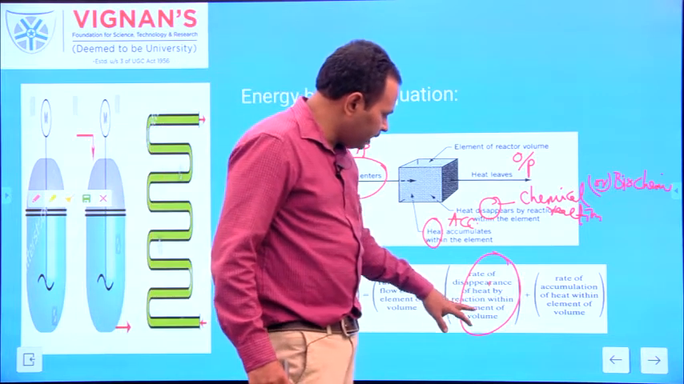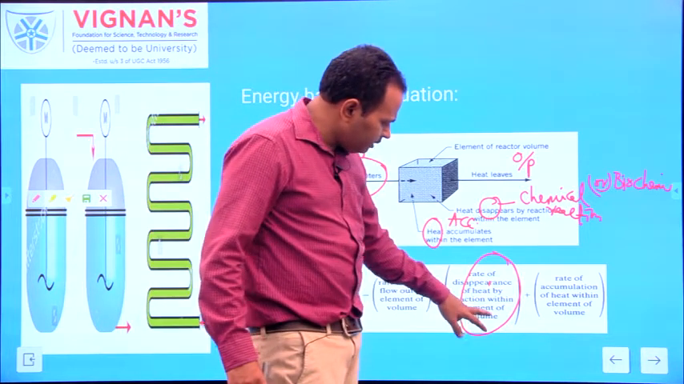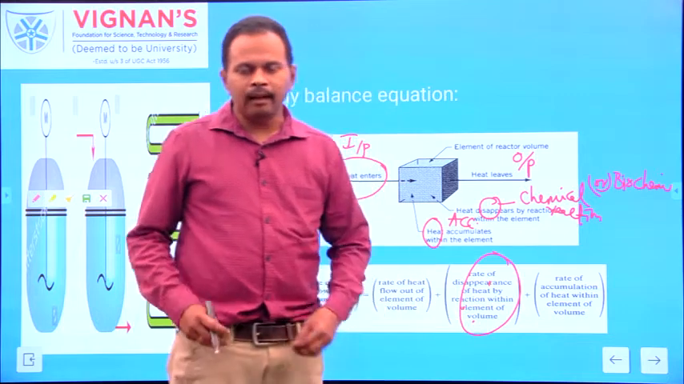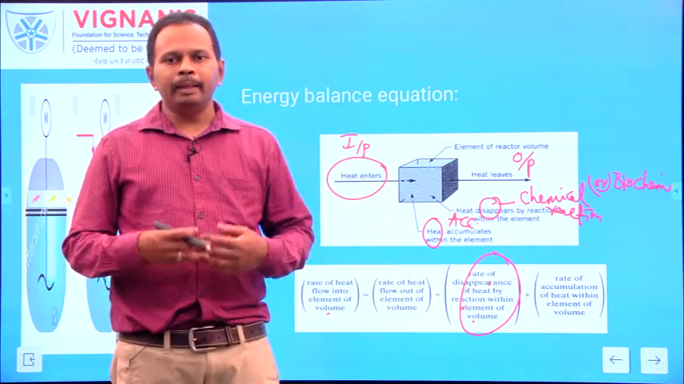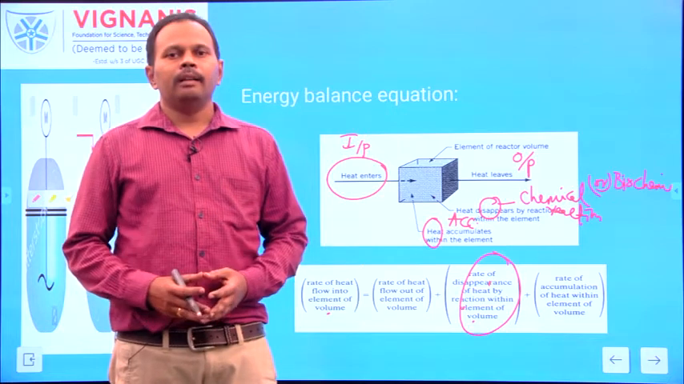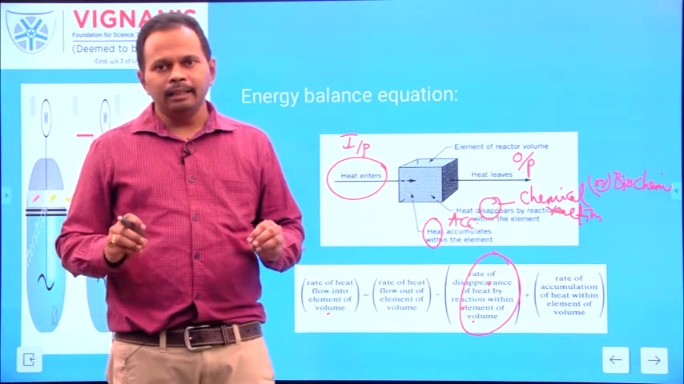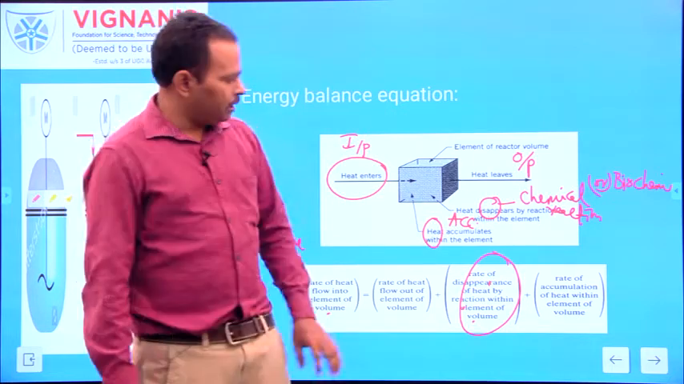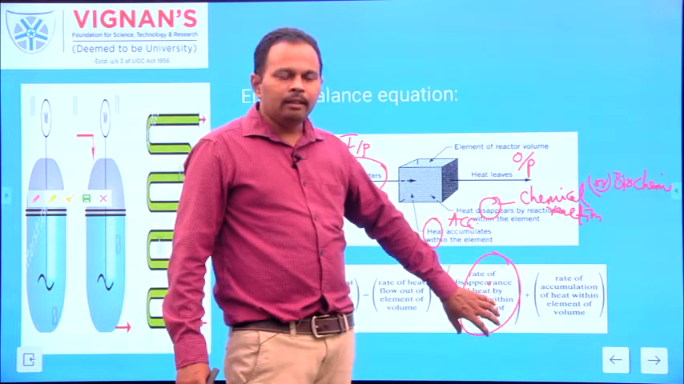Rate of disappearance of heat by the reaction within the element of volume. Why? Because the heat effects can be produced by the reaction itself. The heat effects generally come from the reaction.